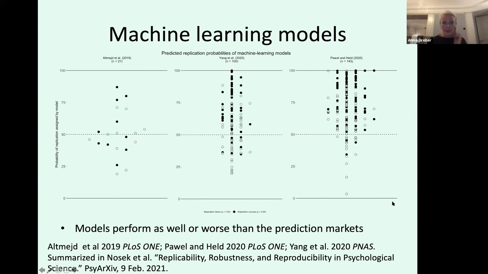In this paper by Nosek et al. that I mentioned, we also show how prediction markets perform relative to machine learning models trying to predict the same outcomes. These are from three machine learning papers that came out recently. These results suggest that the machine learning models perform pretty well, but they do not perform better than the prediction markets. They perform equally well or worse. But that's likely to change once there is more data and probably more training data, et cetera. So I think Sarah can tell us more about that soon.